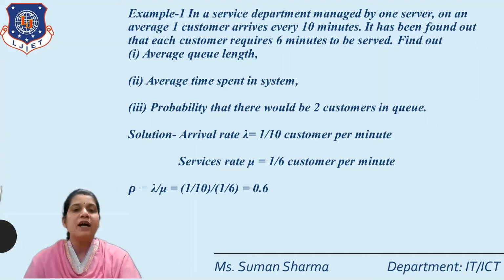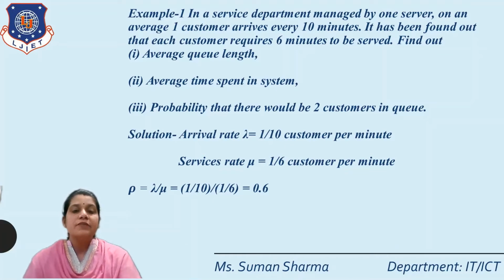So first, we find the average queue length. Starting with number one, we write the arrival rate and service rate. This is a very important point in every queuing theory problem: first, we find out the arrival rate and service rate, and after that we check the units. So here, arrival rate lambda is equal to 1 by 10 customer per minute, because every 10 minutes one customer arrives, so in 1 minute, 1 by 10 customer arrives.